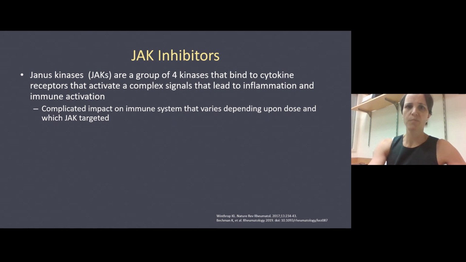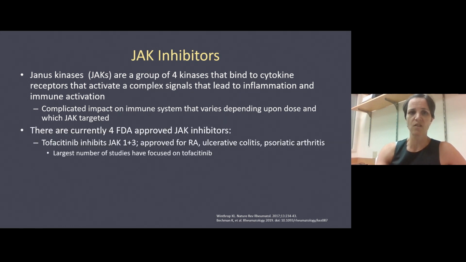So let's move on and talk briefly about JAK inhibitors. Janus kinases are a group of 4 kinases that bind to cytokine receptors that activate a complex set of signals that lead to inflammation and immune activation. They have a very complicated impact on the immune system that varies depending upon the dose and which JAK is targeted. There's currently 4 FDA-approved JAK inhibitors, and there's a lot in development right now. People are very excited about this drug.